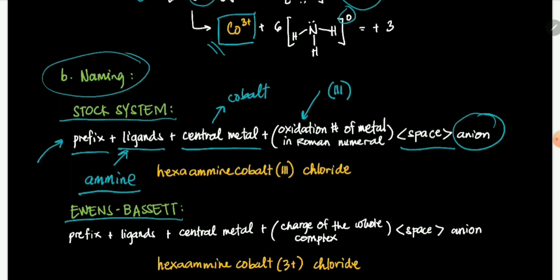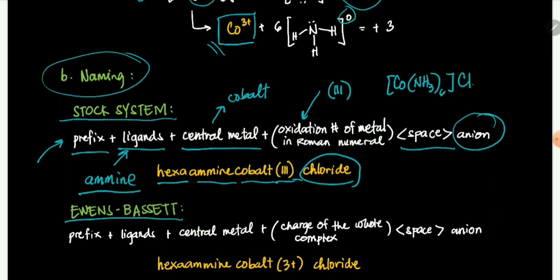So, the name of our compound through the Stock system is hexa kasi anim yung ating ammonia. Ammine is the name of the ligand, ammonia, kapag nakakabit na siya dun sa transition metal. Okay? Cobalt is the name of the central metal. 3 yung kanyang oxidation state. Space, chloride. So, that's hexaamminecobalt(III) chloride. So, that's the name of the whole compound. Okay? So, [Co(NH3)6]Cl3. So, that's the name of your compound. Okay? Hexaamminecobalt(III) chloride.